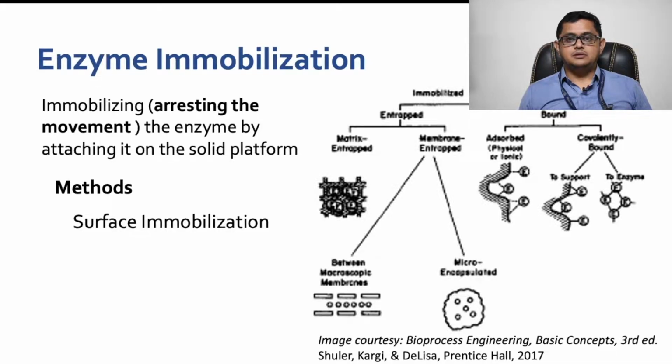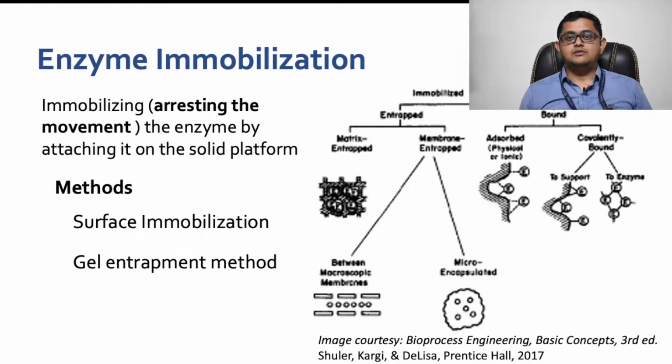In the entrapment method, there are two types. One is the gel entrapment method, where the enzymes are bound inside the enzyme matrix. The matrix is prepared from various types of materials, either based on pH or it may be calcium alginate. The enzymes are trapped inside, and there is no chemical interaction between the solid platform and the enzyme. They are only physically entrapped inside your matrix.